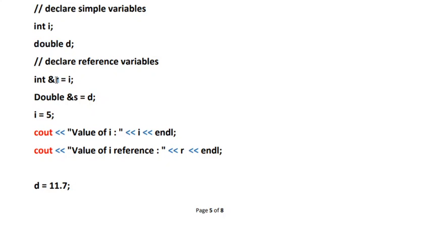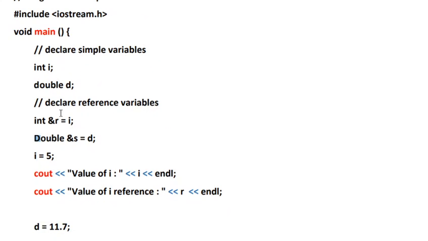Now here I have declared two reference variables, r and s. r is a reference variable that is capable of creating a reference to an integer variable, and s is a reference that is capable of creating a reference to a double. Here this should be small d; there's a typo here.